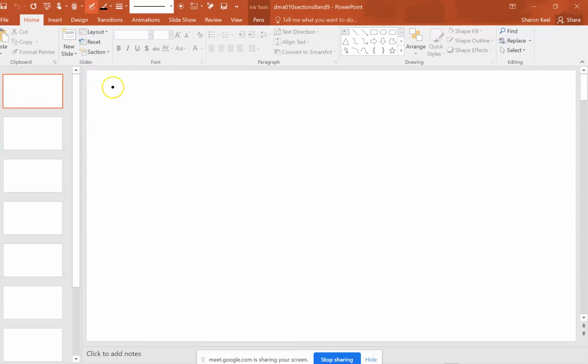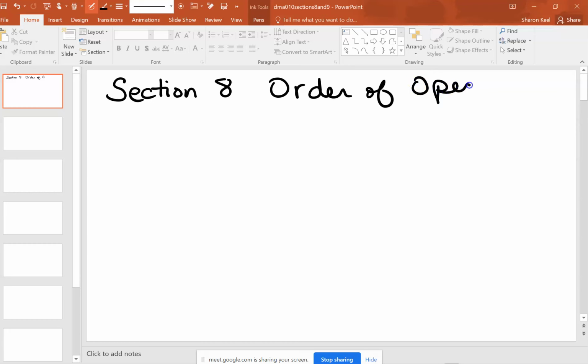Today for our DMA10, we are going to start with Section 8. Section 8 is the order of operations. We have briefly mentioned this before. We're going to mention this again.